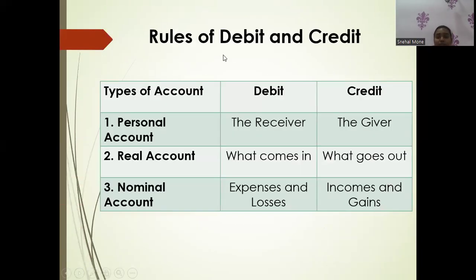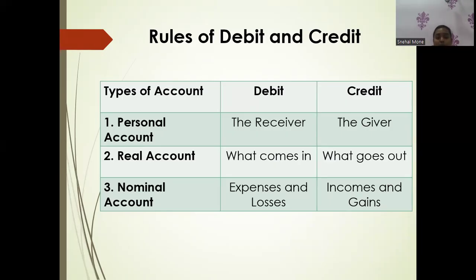Now, this is the rule of debit and credit. There are three types of accounts: personal accounts, real accounts, and nominal accounts. In personal accounts, whatever we receive is recorded on the debit side, and whatever we give is recorded on the credit side. Next is the real account. In a real account, whatever comes into your business is recorded on the debit side, and whatever goes out from the business is recorded on the credit side.